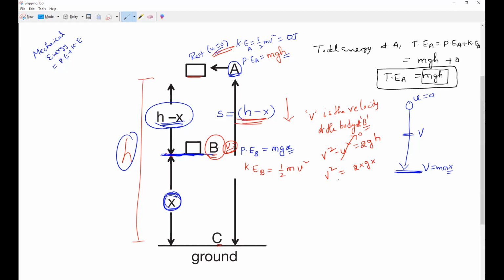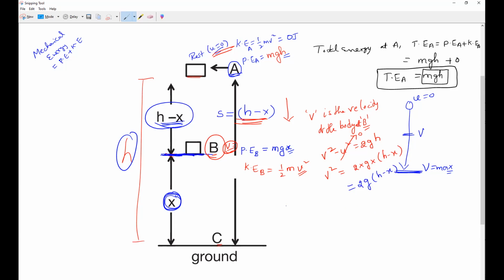Check it, everybody. H minus X. Now, do I need to send the V square to the other side? Not required, because in our formula what do we have? V square. So directly I can substitute 2g into H minus X. Is it okay, guys? All of you understand? Respond, guys. Yes, sir.